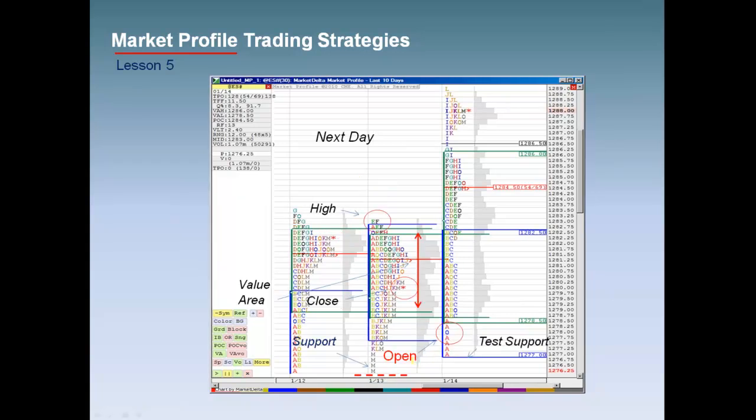And if you notice, we have this support. Now here's where we open the following day. We come back to test the support. And what happens? We don't even make it all the way down to the low of the prior day.